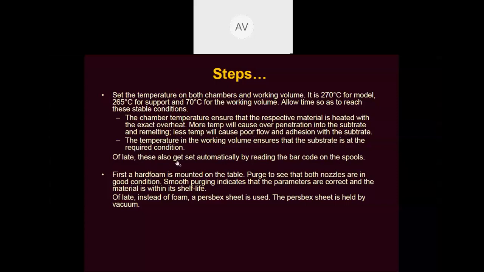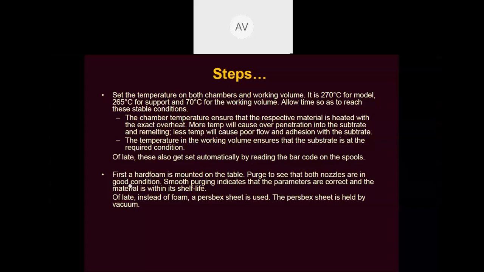Of late, those also get set automatically by reading the barcode on the spools. When you take the spool, a temperature is given at which the material can be operated, so temperatures are given according to that code, and we have to input the values. This is how the first foam is mounted on the table, and the pores are checked to see that both nozzles are in good condition.